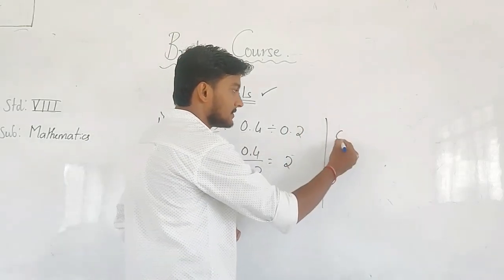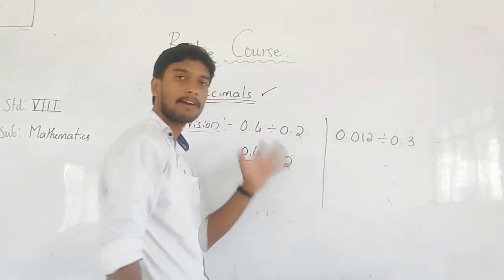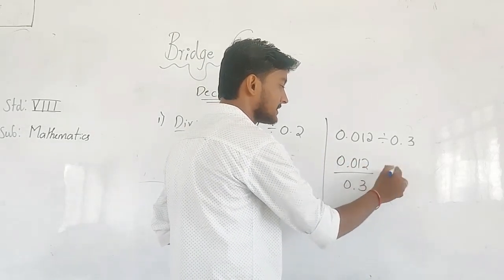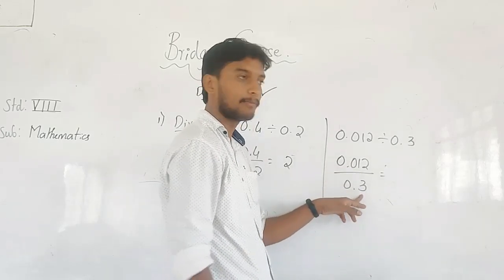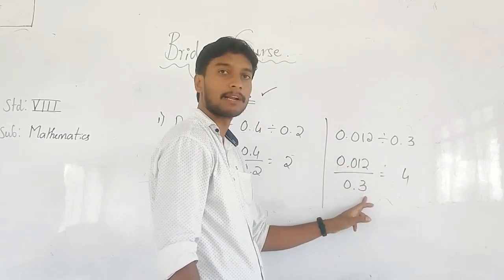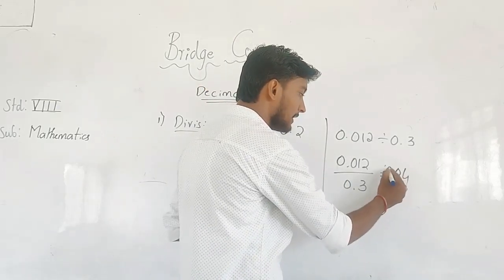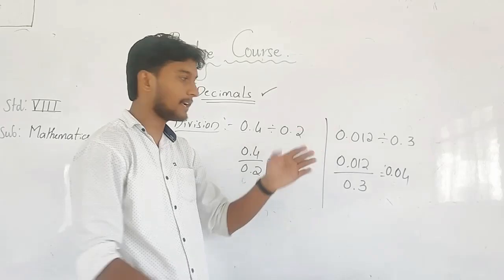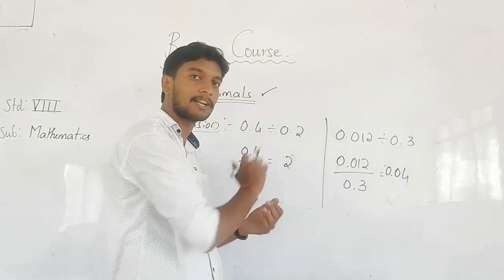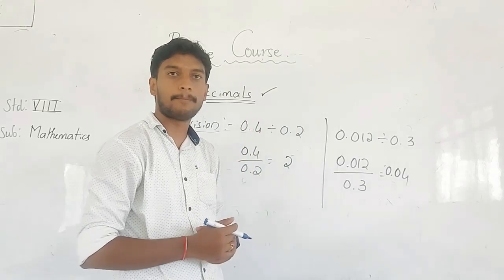So next one, 0.012 divided by 0.3. 0.012 divided by 0.3, that is equal to 12 divided by 3. How much is it? 4. After the decimal point 1, 2, 3 are there. After the decimal point 1 number is there. 3 minus 1, 2 numbers you have to get. So 0.04. In the multiplication, after the decimal point how many numbers are there, you are observing and adding those, and that many numbers you are taking from the back. But here in the division you have to subtract the numbers after the decimal point.